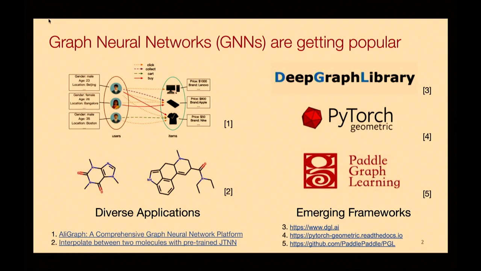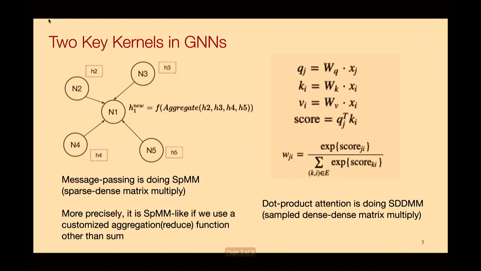As we know, the computation on graph is sparse. So here we identified two key kernels in graph neural networks. First, message passing is doing sparse dense matrix multiplication, SPMM, or more precisely SPMM-like if we use a customized reduce function. Here, the sparse matrix is the adjacency matrix of the graph. The dense matrix is composed of feature vectors, which are associated with vertices in the graph.